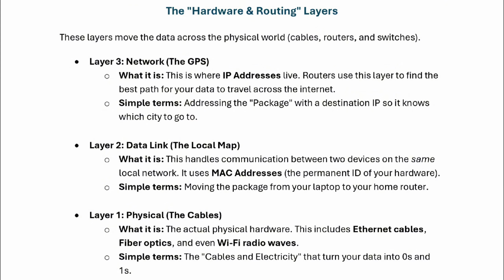For layer 3, it is where the IP addresses live. Routers use this layer to find the best path for data to travel across the internet. After your data has traveled from the physical layer, the cables, it is assigned MAC addresses, so now it has some volume. Then the data is assigned the IP addresses to travel to the destination. Now in layer 3, it knows where IP addresses live and knows the best path, the easiest path or the quickest path, to travel the data.